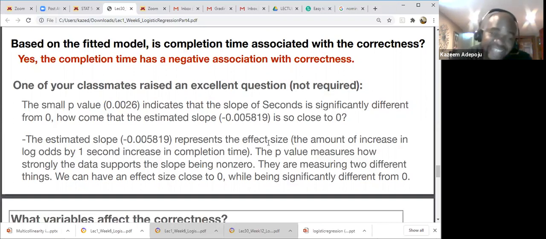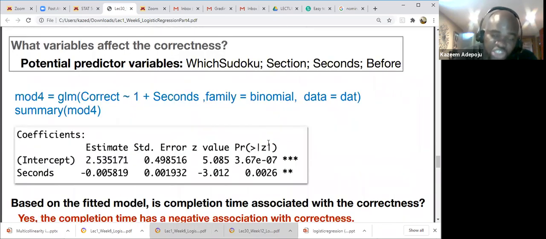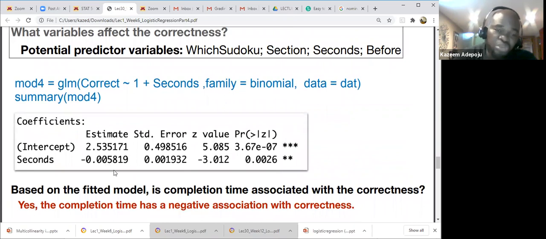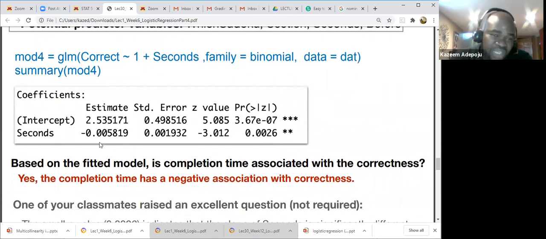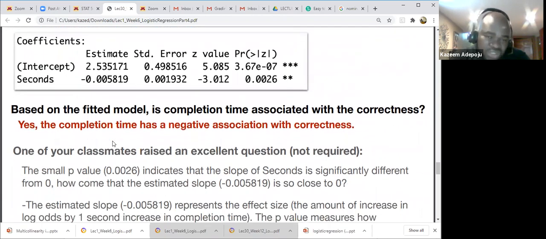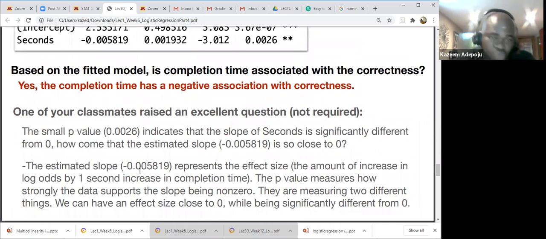Okay, when the completion time increases by 1 unit, the log odds... I needed to say the log odds. Whatever you see in the output of a logistic regression model, particularly the estimate right here, we refer to as the log odds. That was why we said the estimated slope represents the effect size, which is the amount of increase in the log odds for a 1 second increase in completion time.